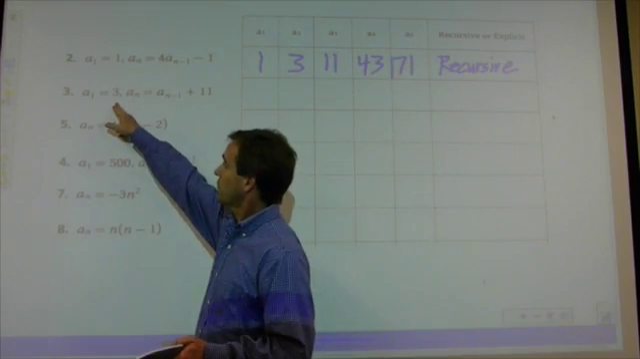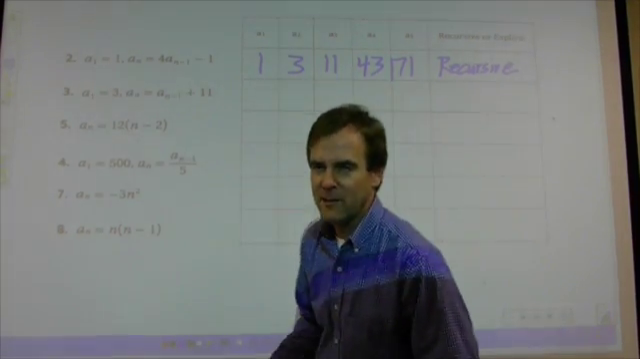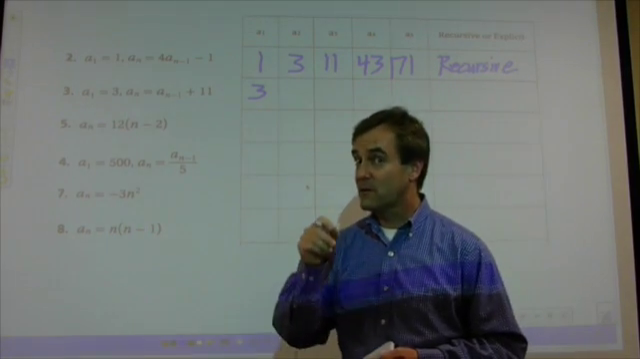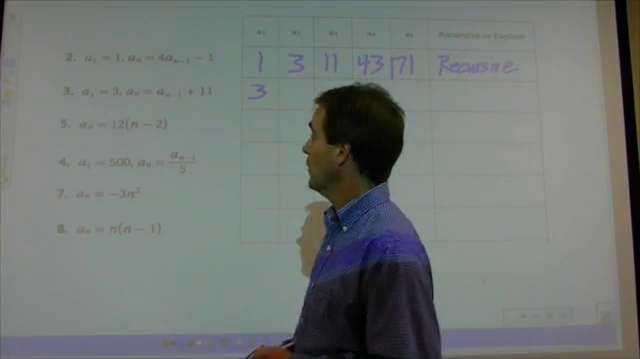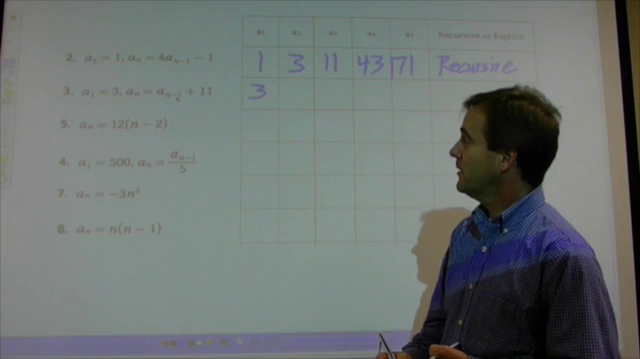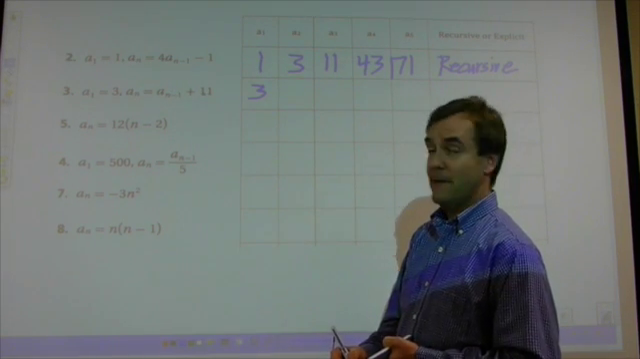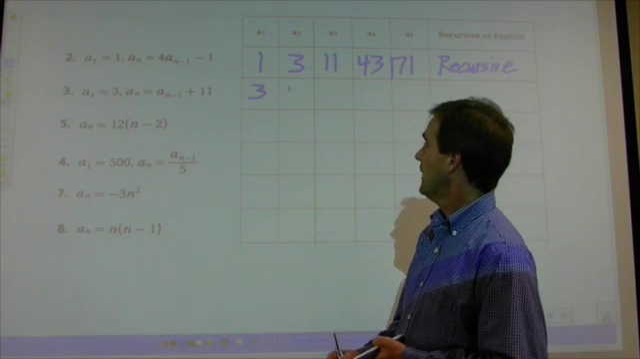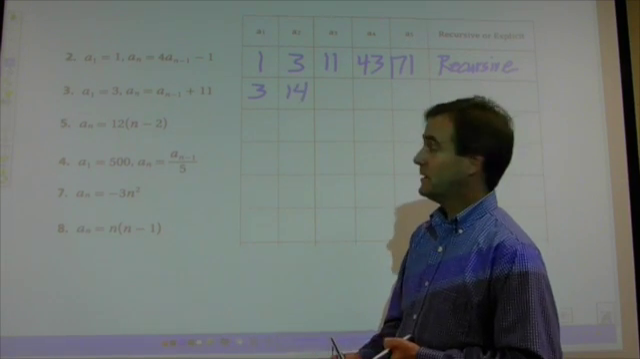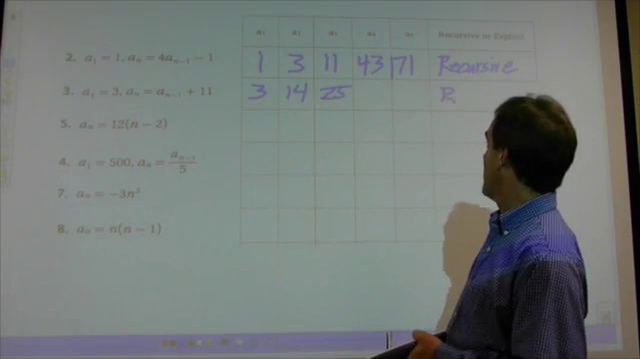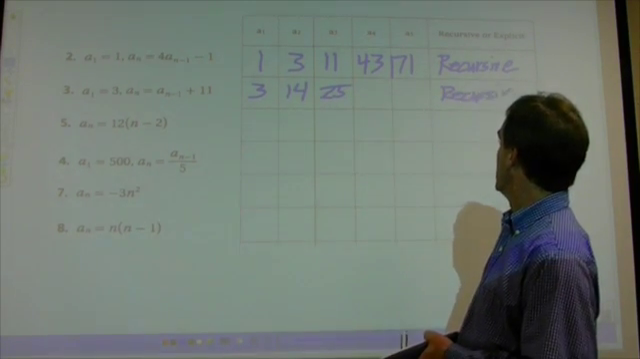It's telling me the first term. I bet that means it's a recursive, because it wouldn't need to tell me the first term if it was explicitly defining each term number for me. And sure enough, it says here that each term is the previous term plus 11. 3 plus 11 would make 14. 14 plus 11 would make 25, etc., etc. This one's absolutely a recursive function.